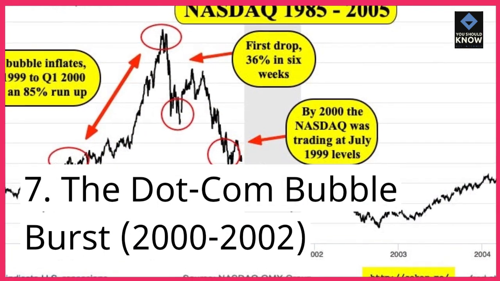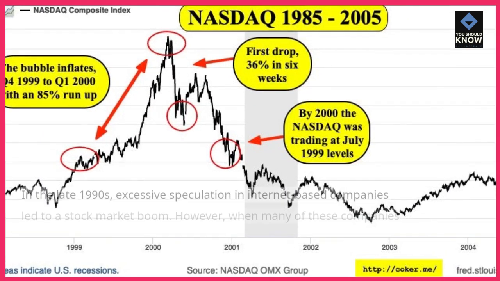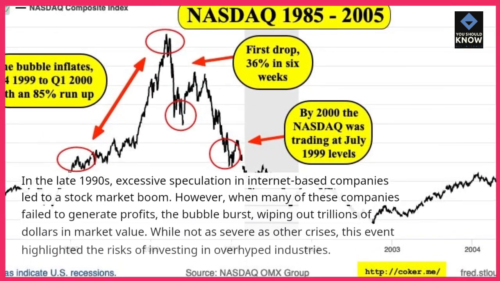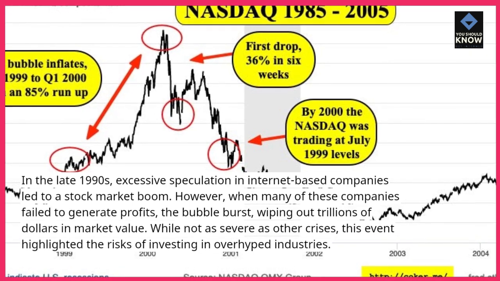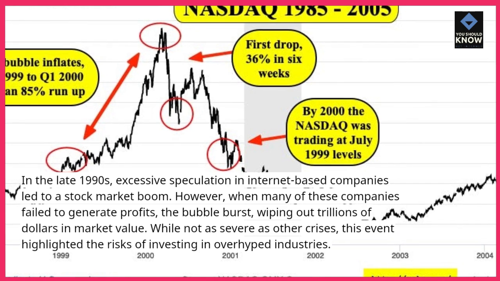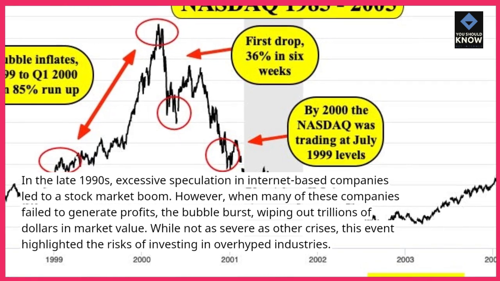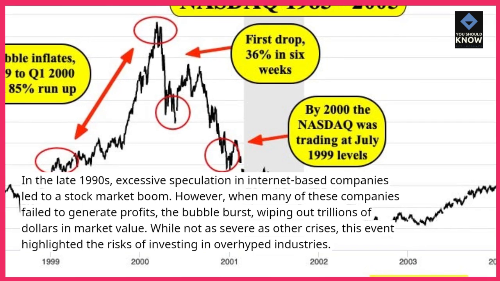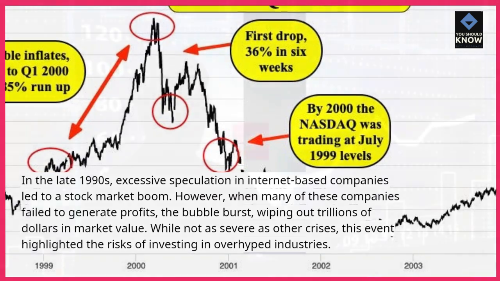7. The dot-com bubble burst, 2000 to 2002. In the late 1990s, excessive speculation in internet-based companies led to a stock market boom. However, when many of these companies failed to generate profits, the bubble burst, wiping out trillions of dollars in market value. While not as severe as other crises, this event highlighted the risks of investing in overhyped industries.